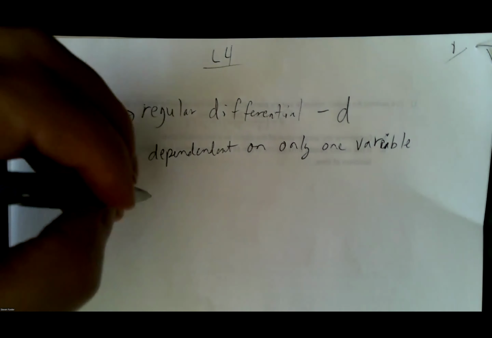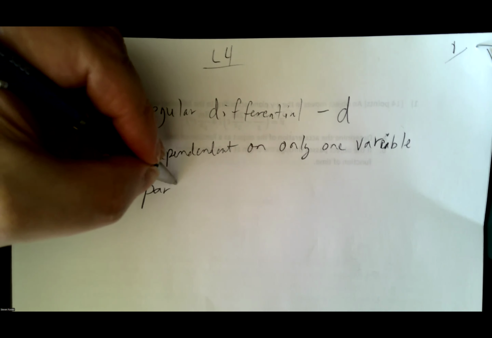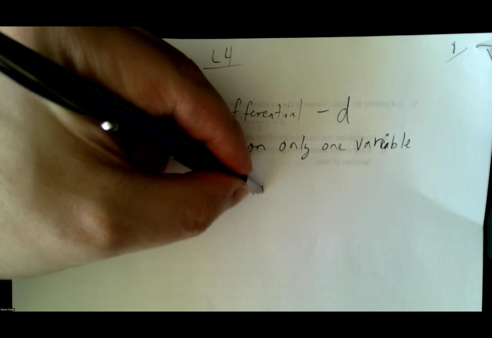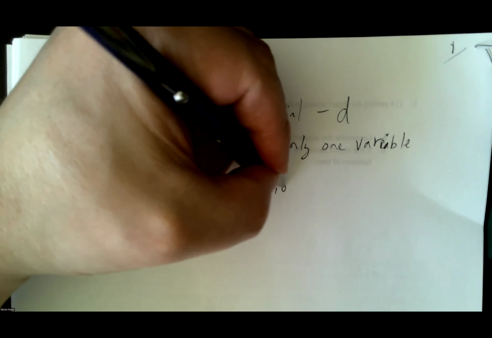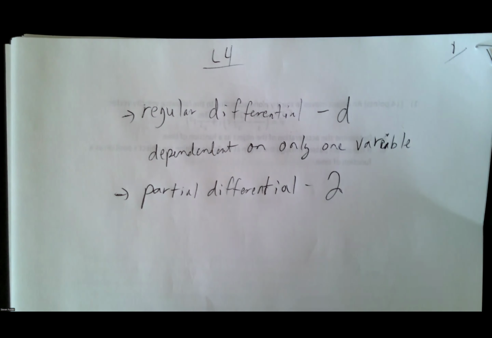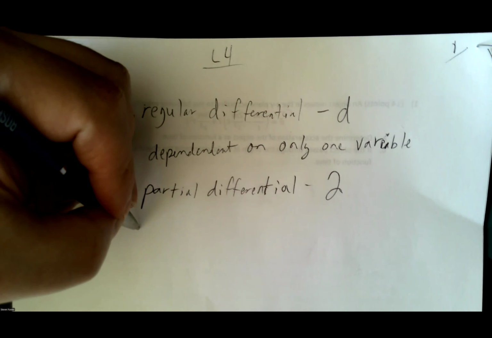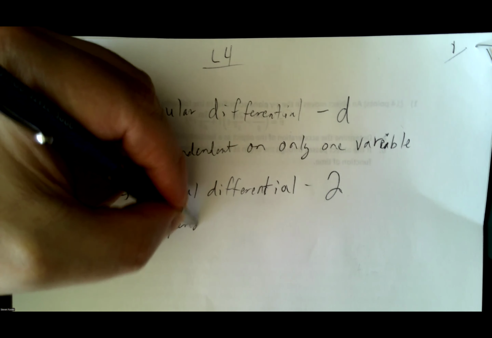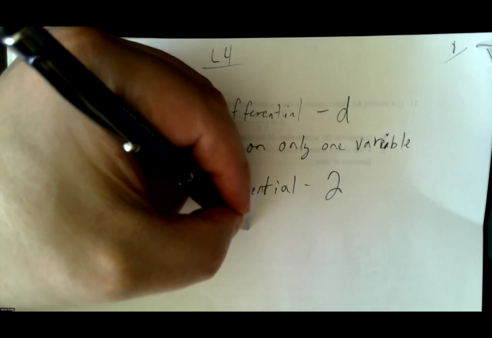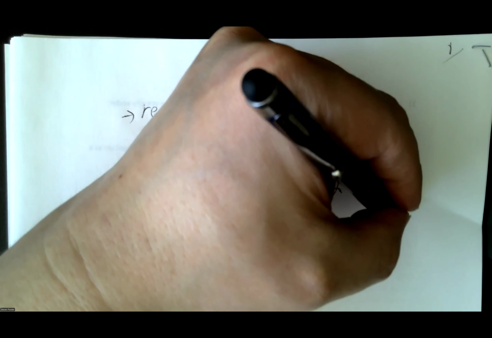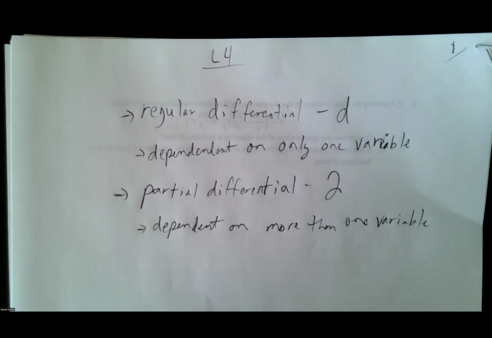Now, if I have what we call a partial differential, those of you that have had higher level calculus, you've probably been exposed to the partial differential. It looks kind of like a backwards six, if you will. This is when you are for sure dependent on more than one variable. Absolutely for sure dependent on more than one variable.